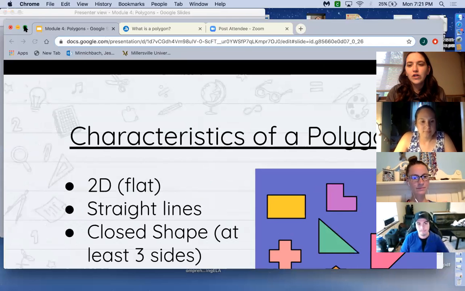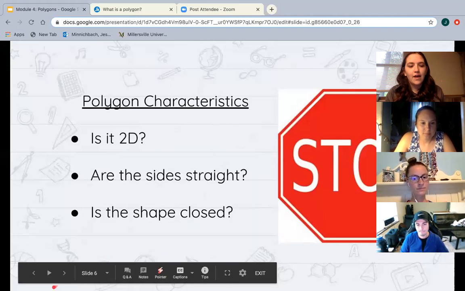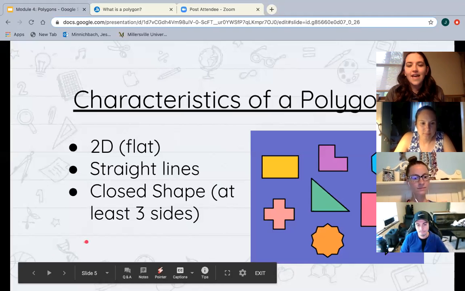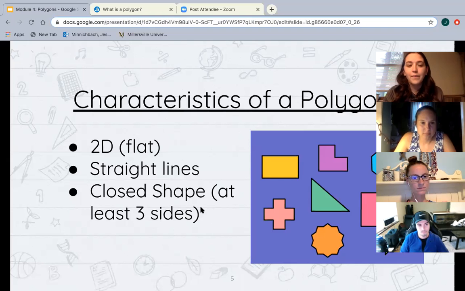Our first one is that our shapes are 2D, and they are flat. So if I hold a soccer ball in my hand, that's a 3D shape. These shapes are flat, like on a piece of paper. Our next characteristic is straight lines. You all noticed on the last slide, on the non-polygons, there were some shapes with curved sides. Those do not meet the characteristics of a polygon.